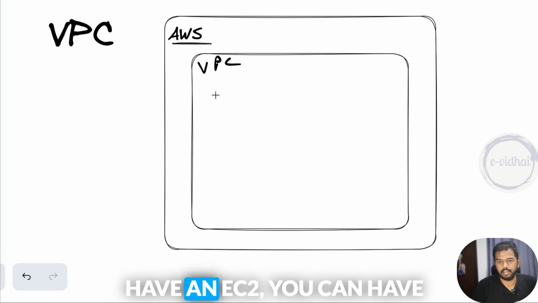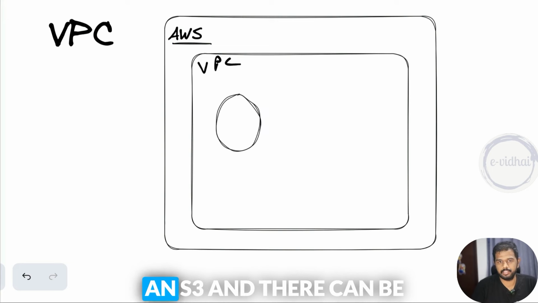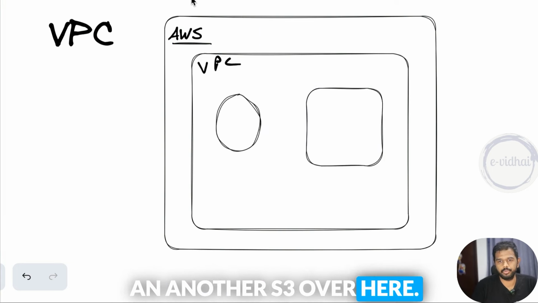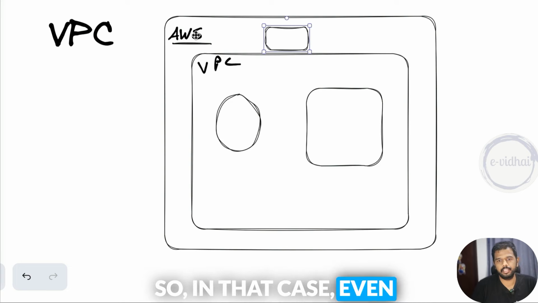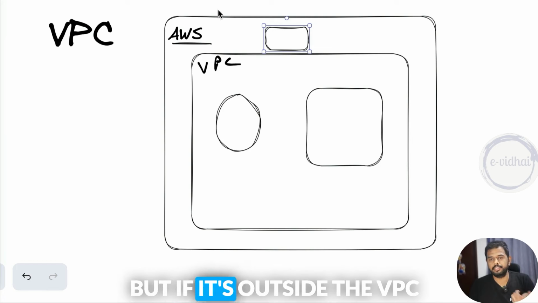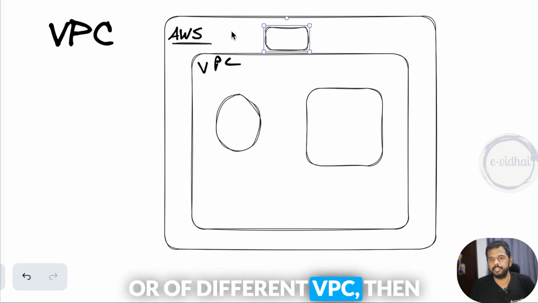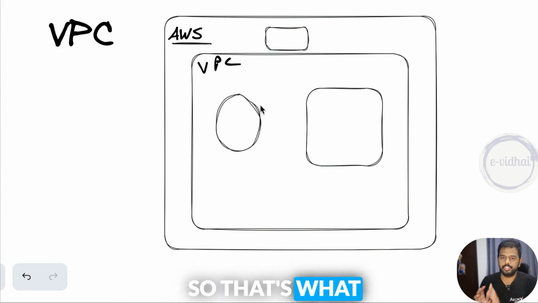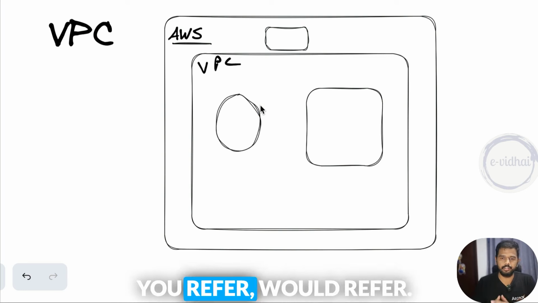So for example, you can have an EC2, you can have an S3, and there can be another S3 over here. In that case, even if both resources exist in the same account or same region, if one is outside the VPC or in a different VPC, then it can't directly connect or communicate by default. So that's what this architectural diagram, whichever you refer to, would indicate.